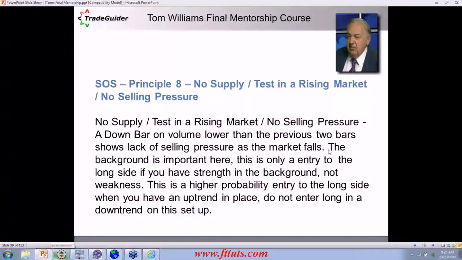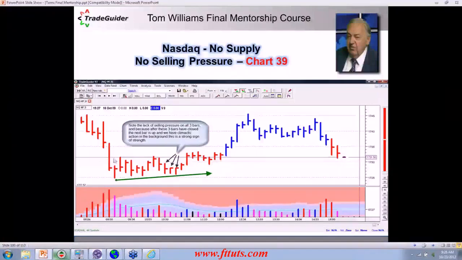So my favorite signal finally, and then we'll wrap it up, the test in a rising market. This is a very, very powerful indicator, because it happens after some sort of shakeout that's taken place. Now what happens is you see ultra high volume coming in, and then you get what we call lack of selling pressure as the market falls to this level. Here we see there's no selling pressure on the bar, and then finally we retrace and we test here and here as the market's beginning to rally.